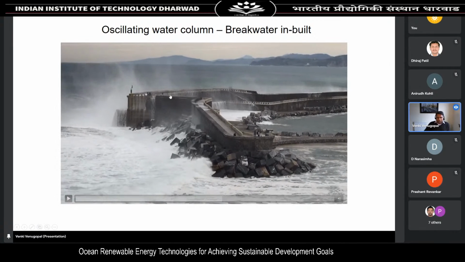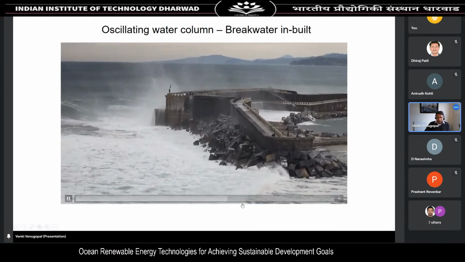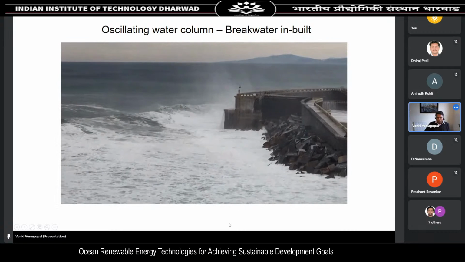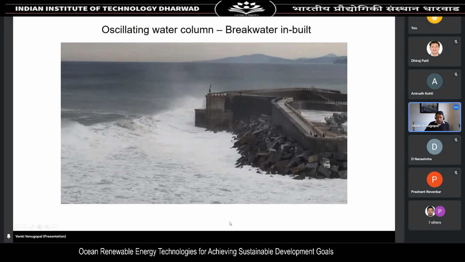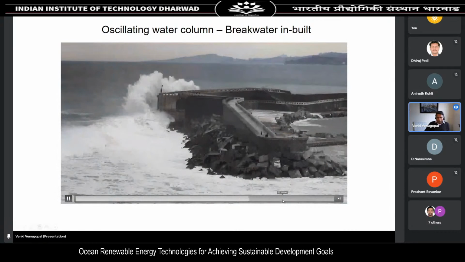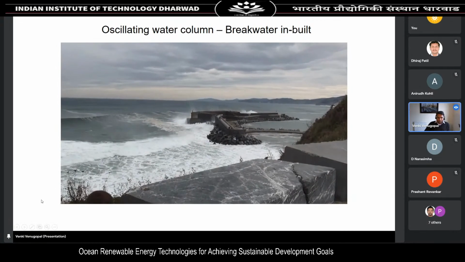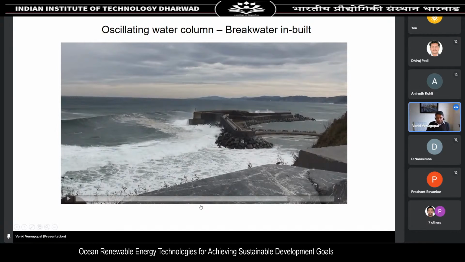So that's where the oscillating water column is built within this wall. This is in Spain, and it is still in operation, producing electricity. And you need large waves. Obviously this location is in the Atlantic, and Atlantic swells reach this place. Therefore, it is a good site to be utilized for wave energy production.